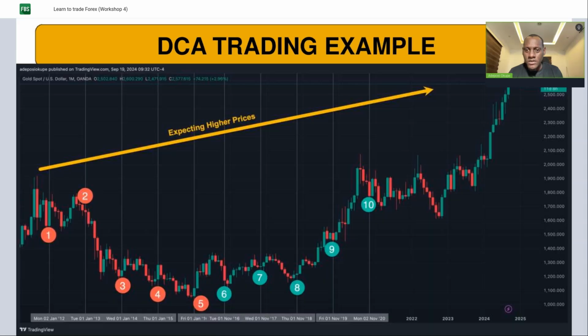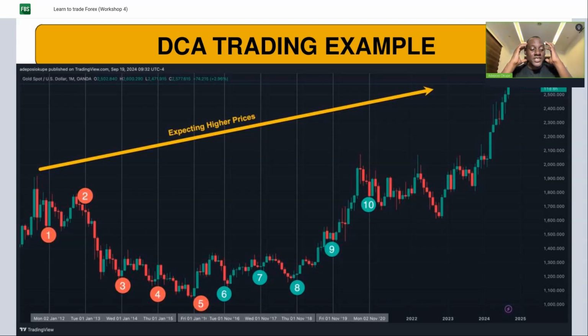So let's say you have $10,000 to buy gold. Instead of taking the entire $10,000 and buying it at once, you know what will happen? If the price goes down after you buy it, then you kick yourself that you should have waited. So you are trying to insure yourself against price fluctuation when you are investing.